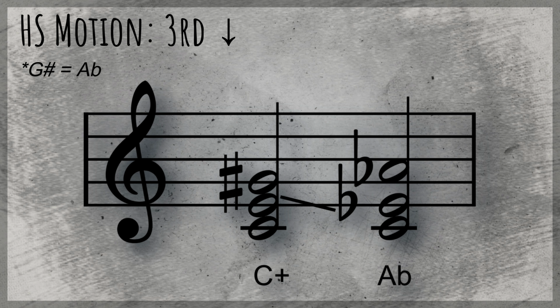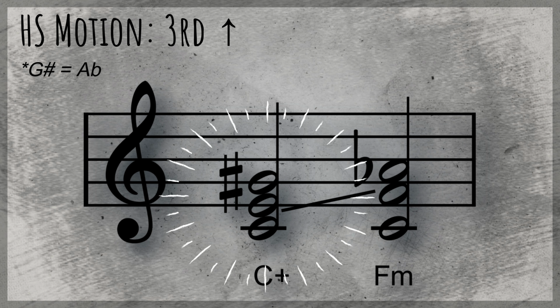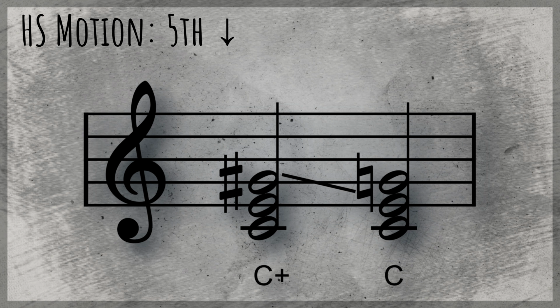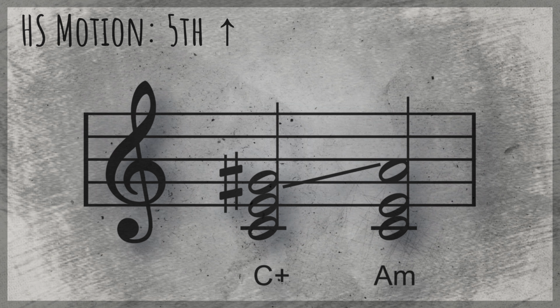If we move the third down by half step, we get A flat major. Move it up by half step, we get F minor. If we move the fifth down, we get C major. And lastly, moving the fifth up yields A minor.